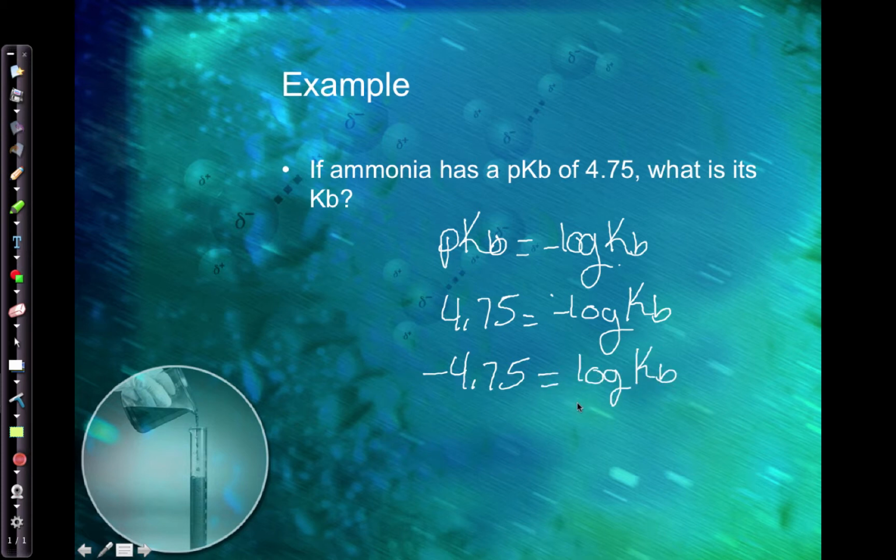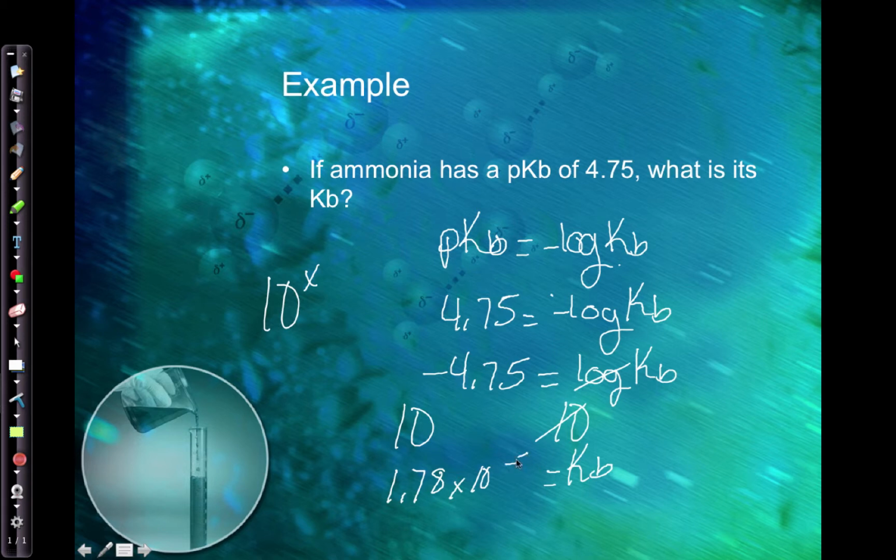Well, remember, you can't divide out a log. You have to actually do the opposite of log, which is 10 to some power. So 10 to this power, 10 to that, gets rid of the log. So you should get a Kb of 1.78 times 10 to the negative fifth here.